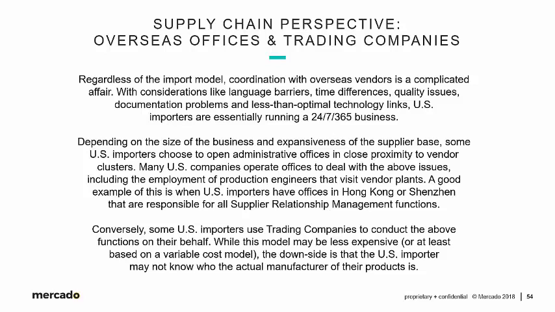A good example of this is when U.S. importers have offices in Hong Kong or Shenzhen in South China that are responsible for all supplier relationship management functions. That's not unusual at all. Actually having employees of a U.S. importer in Hong Kong, or other places too, that go out and work with the vendors directly. Engineers, quality people, product testing people. That's quite common. Conversely, some U.S. importers use trading companies to conduct the above functions on their behalf. While this model may be less expensive, or at least based on a variable cost model, the downside is that the U.S. importer may not know who the actual manufacturer of their products is.